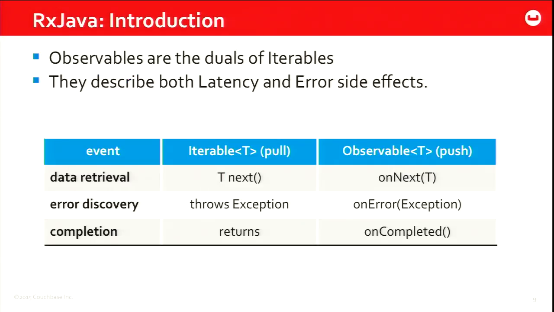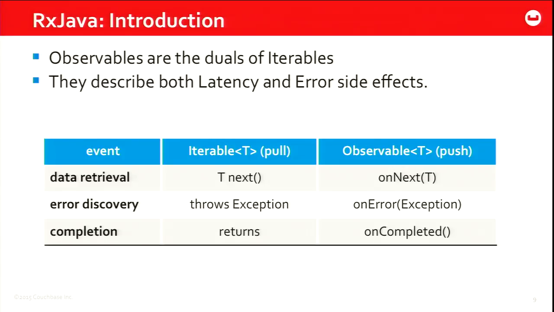All right. So let's look at the different events that can happen in an observable and compare it to an iterable, because I feel most of you are already familiar with an iterator. So if we want to retrieve data out of an iterator, we call the next method, and we get our item out of the iterator. If an error happens, it will throw an exception, and we can catch that. And if our iterable is empty, we consumed every item out of the iterator, it will just return.